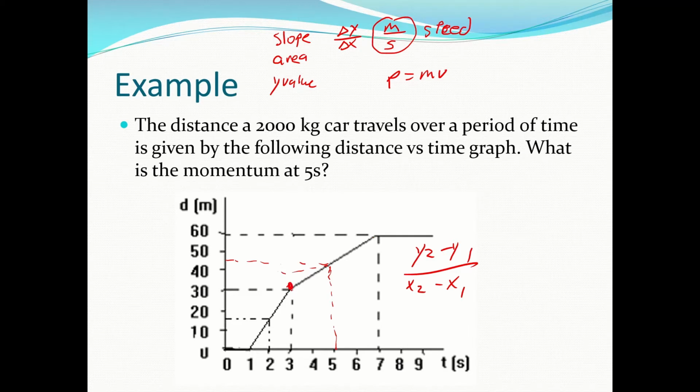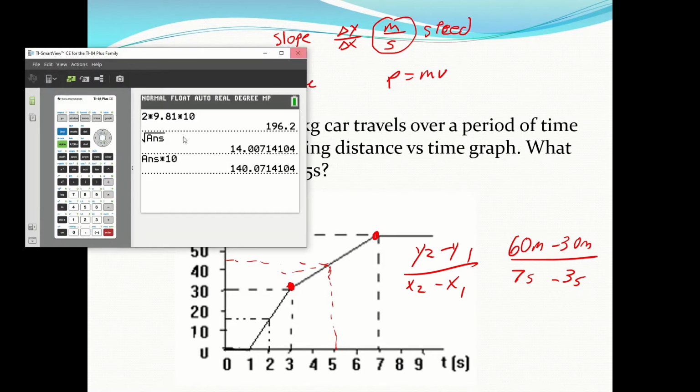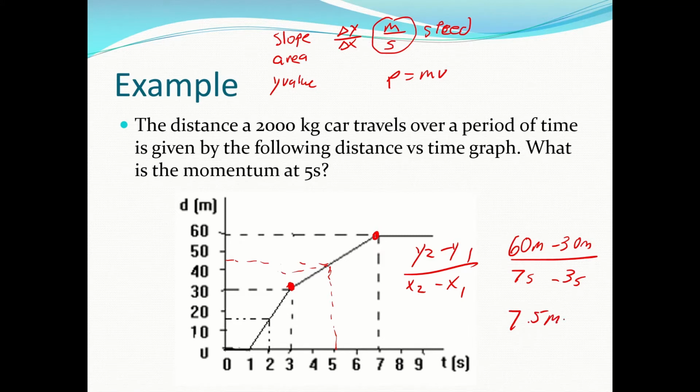So I will use, the speed doesn't change, the slope doesn't change this entire time. So I'm going to use 60 meters minus 30 meters over 7 seconds minus 3 seconds. And I'll plug that into our calculator. 60 minus 30 divided by 4. 7 minus 3 is 4. So we end up getting that as moving 7.5 meters per second during this time. So then I can just go 2,000 kilograms times 7.5 meters per second.